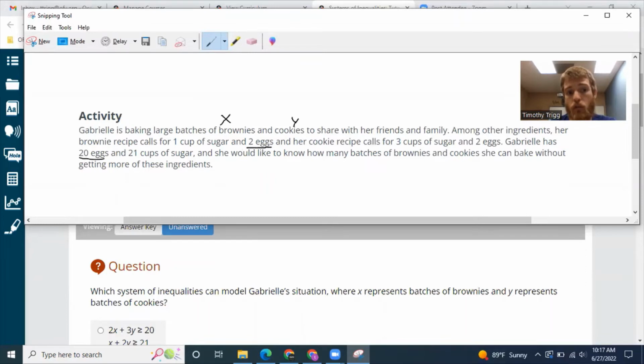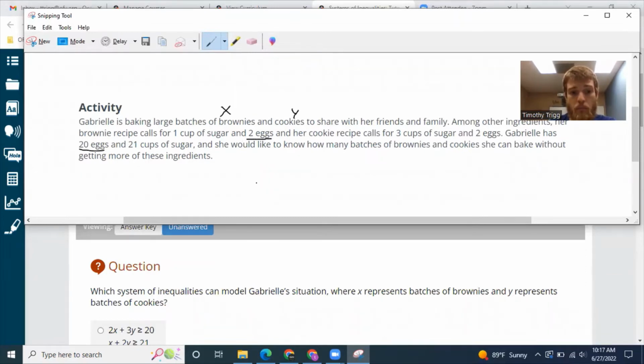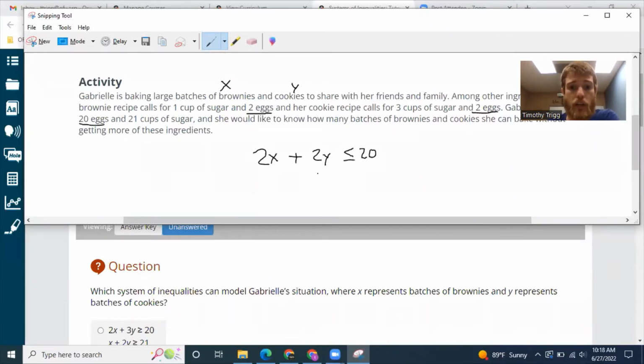The brownies call for 2 eggs. So for each batch of brownies, it's 2 eggs times the number of batches of brownies. Plus the cookies, similarly, also are 2 eggs. So 2 eggs times the number of cookie recipes. Now she only has 20 eggs. So if this is the number of eggs being used, she can only use less than or equal to 20. She can use less than 20 because she has 20 eggs, but she can't use more than 20, right?